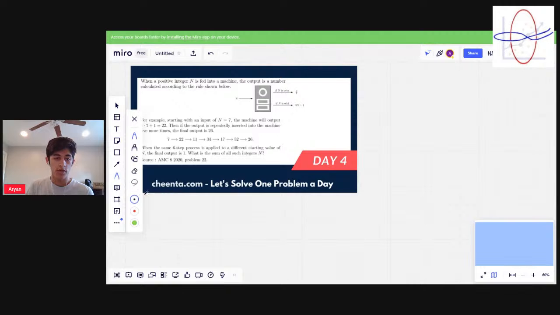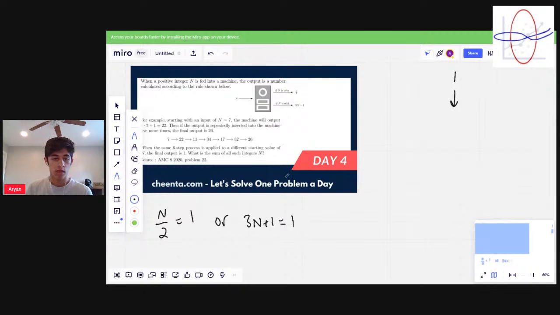So we know our output is 1. If we work backwards, 1 would be our final output, so we want to figure out what we plugged in to get 1 as an output. To find this, we want to do n divided by 2 equals 1 or 3n plus 1 equals 1. If we solve the first equation, n divided by 2 equals 1, we simply get n equals 2. So 2 is a possible value.